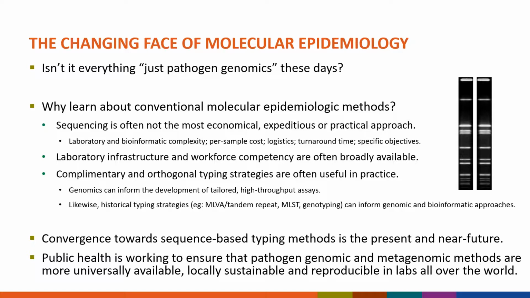That said, it is a two-way street. Genomics can help inform the development of tailored high-throughput assays. If you're developing very specific PCR assays for a specific group of pathogens, your first stop is usually looking through the genomic data that's available for the organisms of interest, near neighbors, and things that you want to exclude. Likewise, you can use historical typing strategies. I gave you the example of MLVA as one, but they can be used to help inform how you might approach genomic or bioinformatic methods more broadly as you move towards the future.